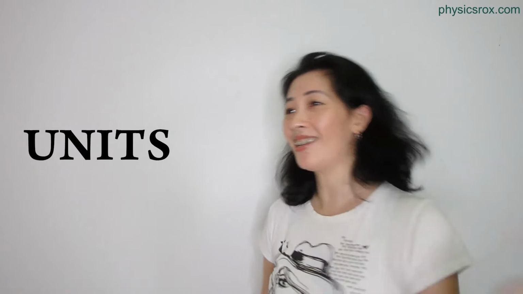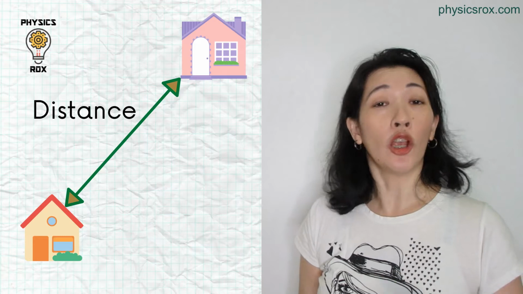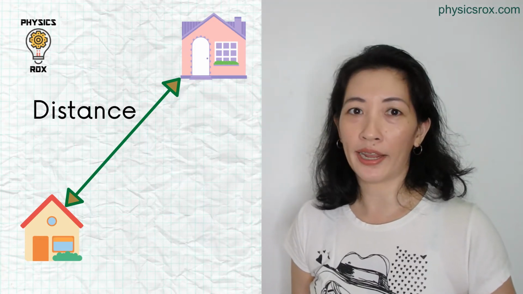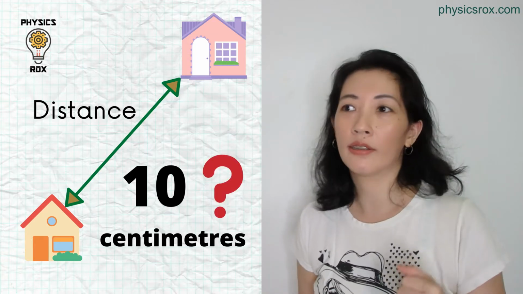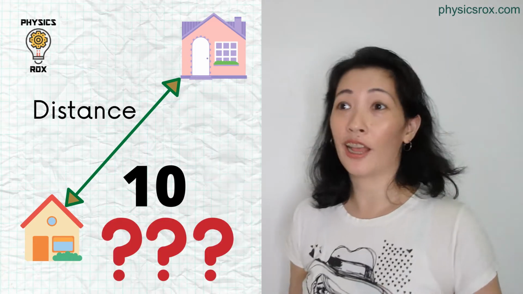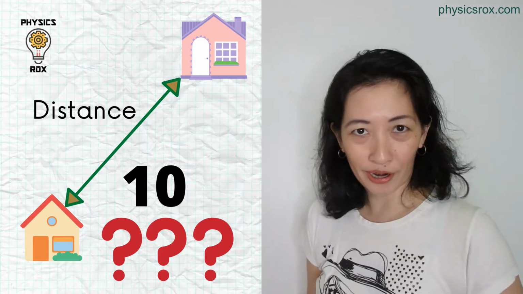So, units are important because once you've taken a measurement, you can't just slap on a number and say, okay, that's my value of measurement, because the number by itself does not have any meaning. Say, for example, you've measured the distance between your home and your grandparents' home, and you've gotten a number of, say, 10. It's like 10 what? Is it 10 centimeters, 10 inches, 10 kilometers, 10 light years, like what? 10 what? So this is why using the correct units is very important.